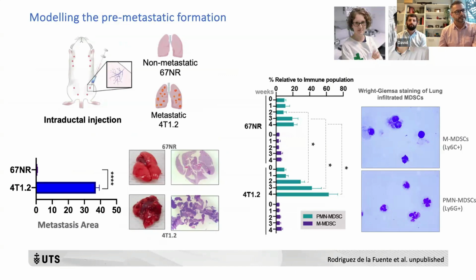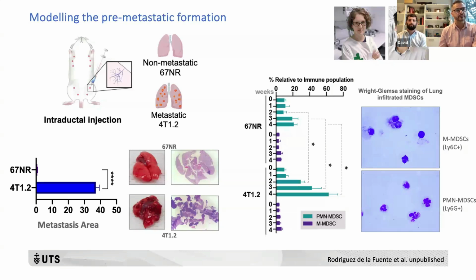But to better study this mechanism, and also because we became very interested in metastatic breast cancer and how these cells are able to prepare that premetastatic niche, we designed a different kind of mouse model, and we used the 67NR and 4T1.2 cell lines, which are injectable. So we do introductory injections of these cell lines.